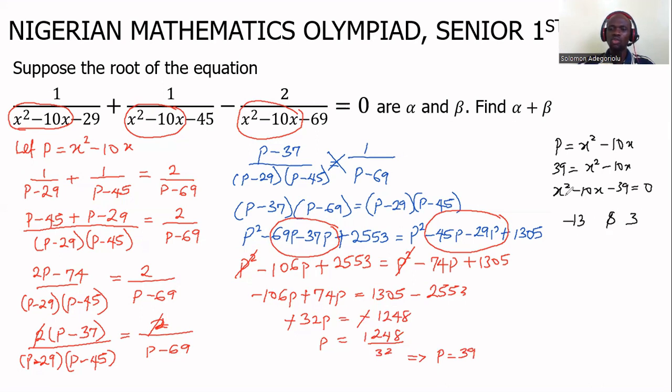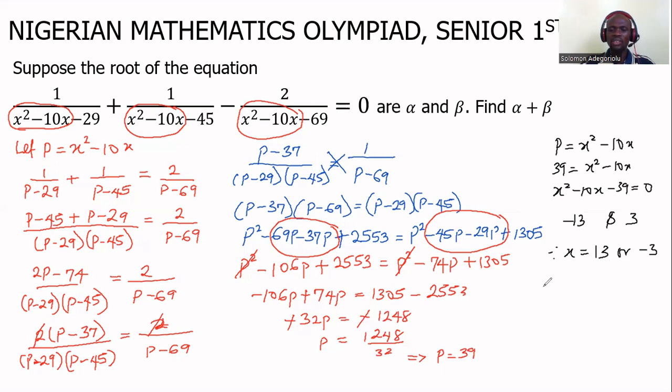So for us to get the value, if the coefficient of your x squared here is 1, you don't need to waste your time. Just change the sign. For example, the coefficient of x squared here is 1. Change the sign. Minus 13 becomes the opposite, then plus 3 becomes the opposite. So in a nutshell, x is going to be 13 or minus 3. Just switch the sign to the opposite: minus becomes plus, and plus becomes minus, because the coefficient of x squared here is 1. These are the values of our x. x is 13 or minus 3.